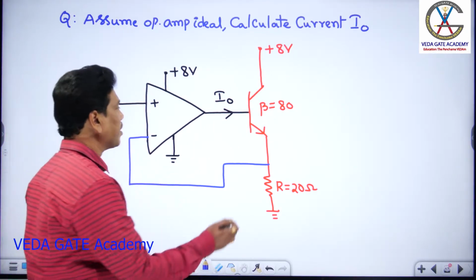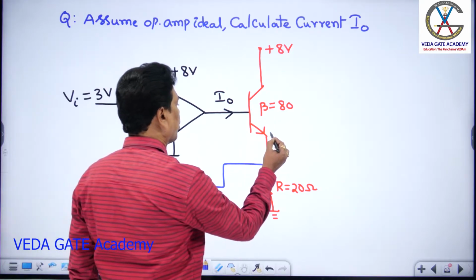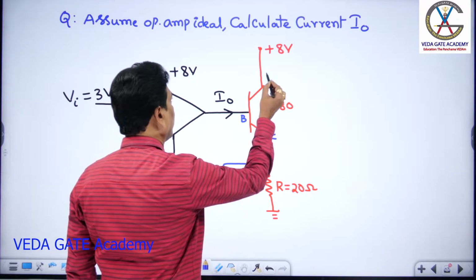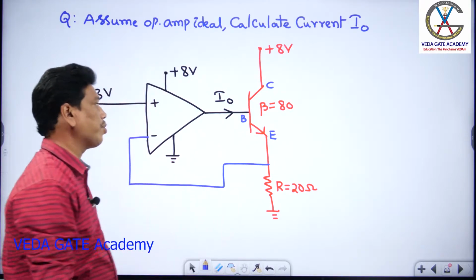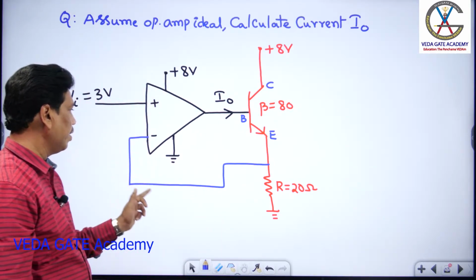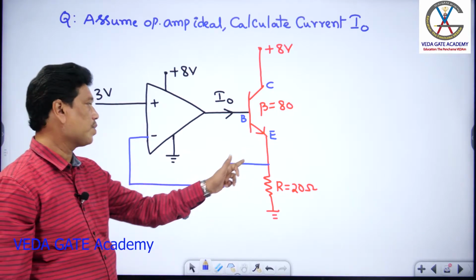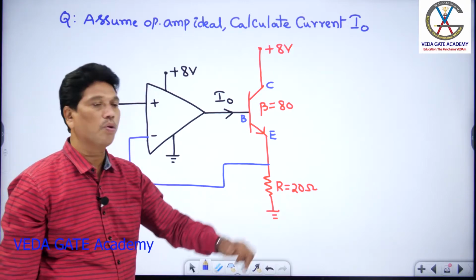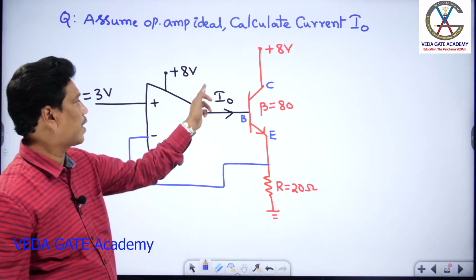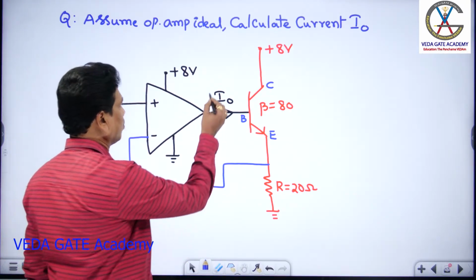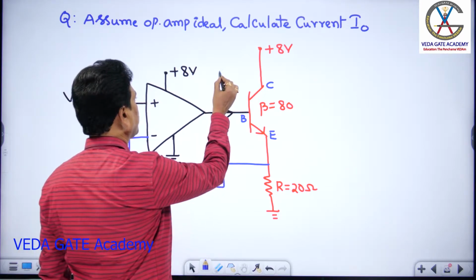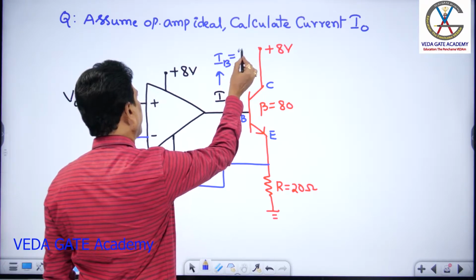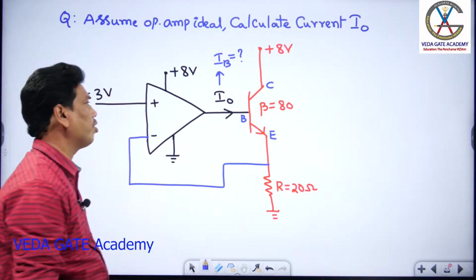So this is a BJT common emitter circuit. This is emitter, this will be the base, this will be the collector, and the collector supply voltage is 8 volt, and he has given a feedback from the transistor emitter to the inverting node, and this emitter load is nothing but 20 ohms. He is asking for this current I0. Here you observe, this current I0 should be the same as the base current IB. That is what is going to be calculated.